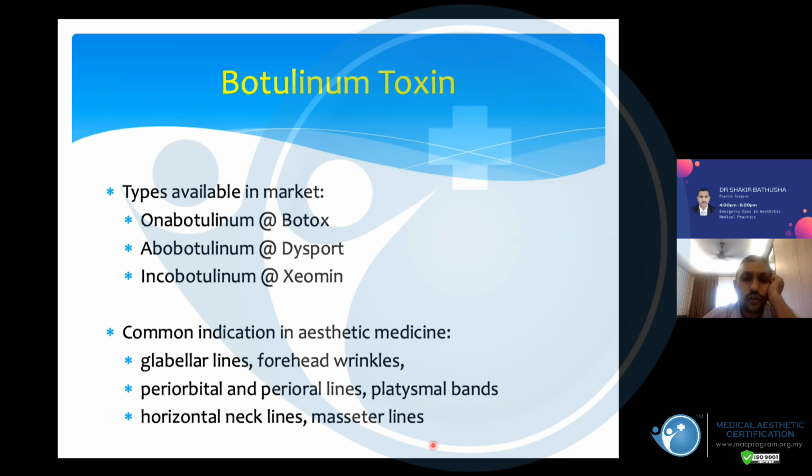Next, moving on to botulinum toxin. We have so many botulinum toxin products marketed under the names Botox, Dysport, or Xeomin. Usually it is used to paralyze certain groups of overacting muscles so that it evens out or contours the creases. So it is usually used in the glabellar lines, for forehead wrinkling, periorbital or perioral lines, or to paralyze the platysmal band, to reduce the masseter lines.